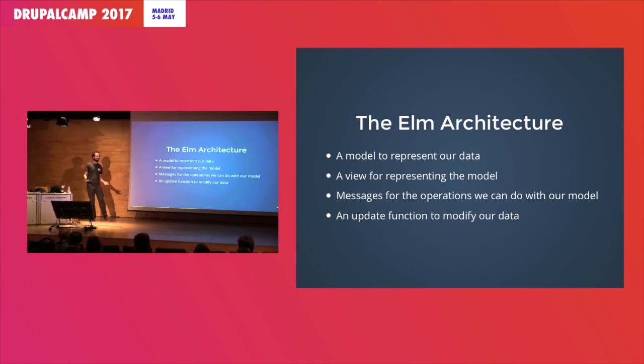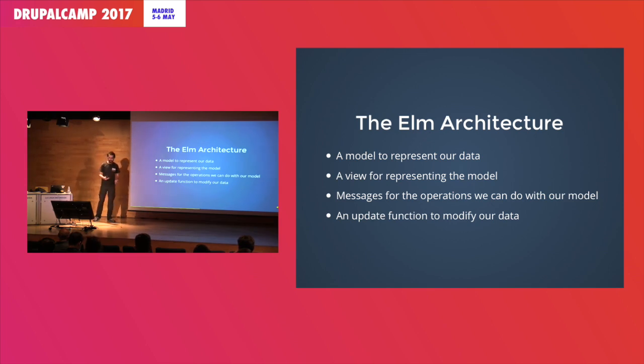So basically, the Elm architecture, or Flux, or Redux, or whatever you want to call it, has a model that represents the data we are showing, the data we are handling. We have a view to represent this model in a way that the user can see and understand. Then we have messages for the operations we want to do with our model. And then the last part is an update function that gets the messages and modifies the model based on the message it receives.